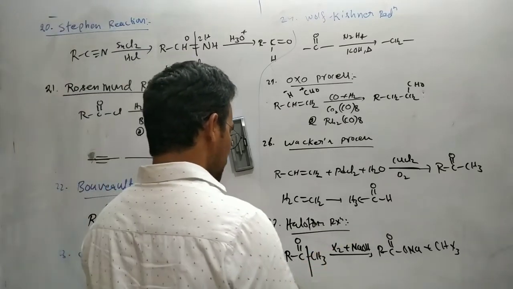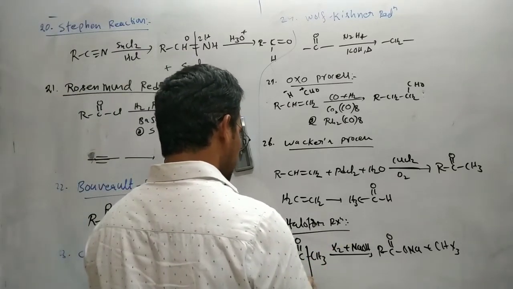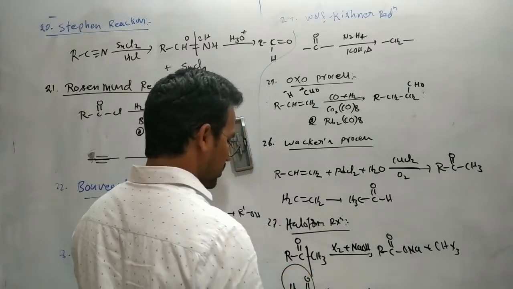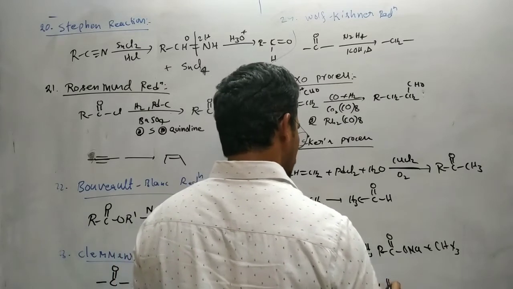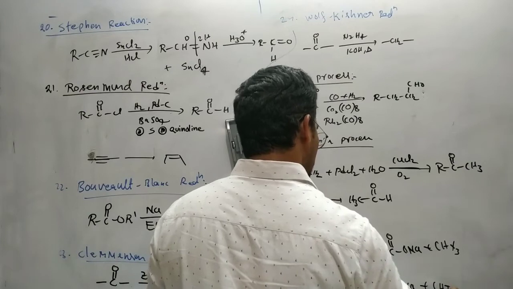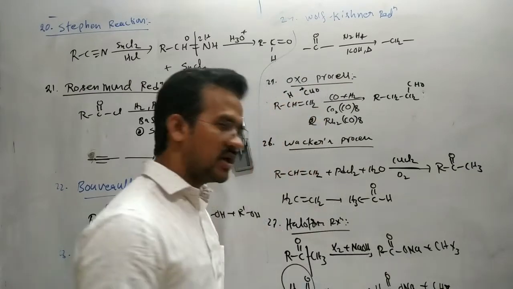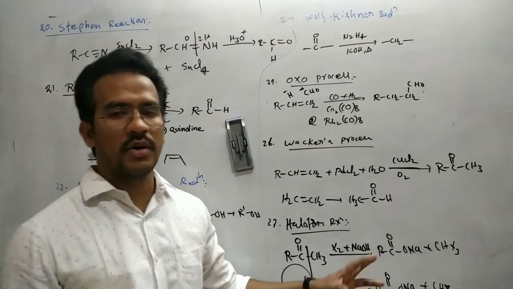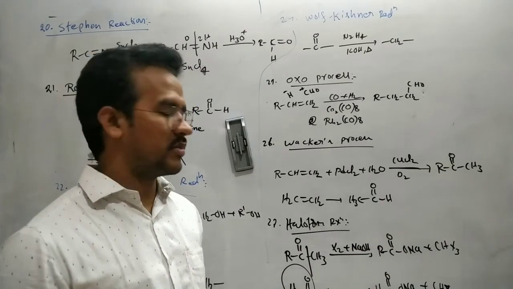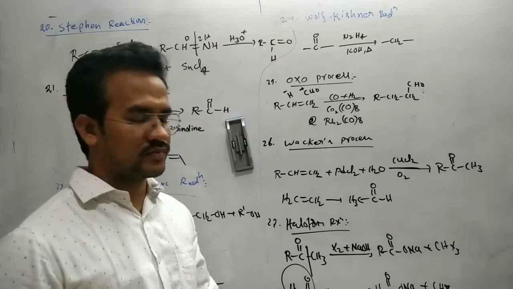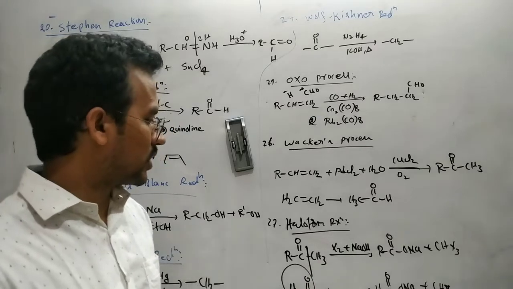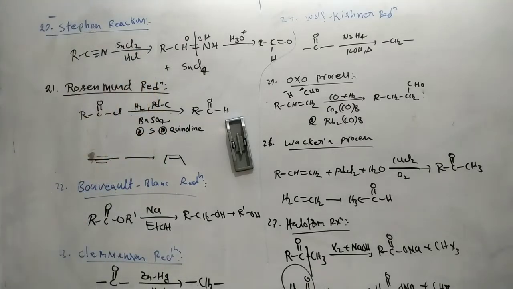Among the aldehydes, only acetaldehyde can give the haloform reaction. In this case, this part is converted to HC double bond O Na plus CHX3. CHX3 may be iodoform, chloroform, or bromoform. Acetaldehyde can give it because there is a methyl group, and all methyl ketones can give this reaction. So there are some named reactions.